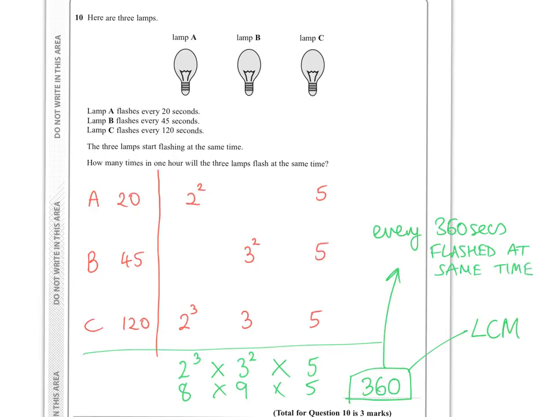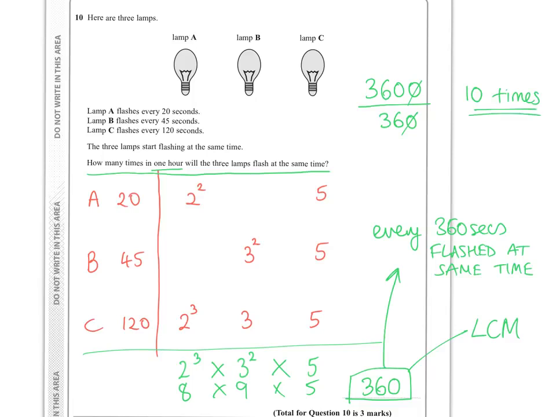So every 360 seconds they'll have flashed exactly at the same time, but you've got to find how many times they do that in the space of 1 hour. Now 1 hour is 3,600 seconds because it's 60 minutes and each minute has 60 seconds. So all I'm going to do is 3,600 divided by 360. You can do that on the calculator, or you can just see that the answer is going to be the same as 360 divided by 36, which is 10 times.